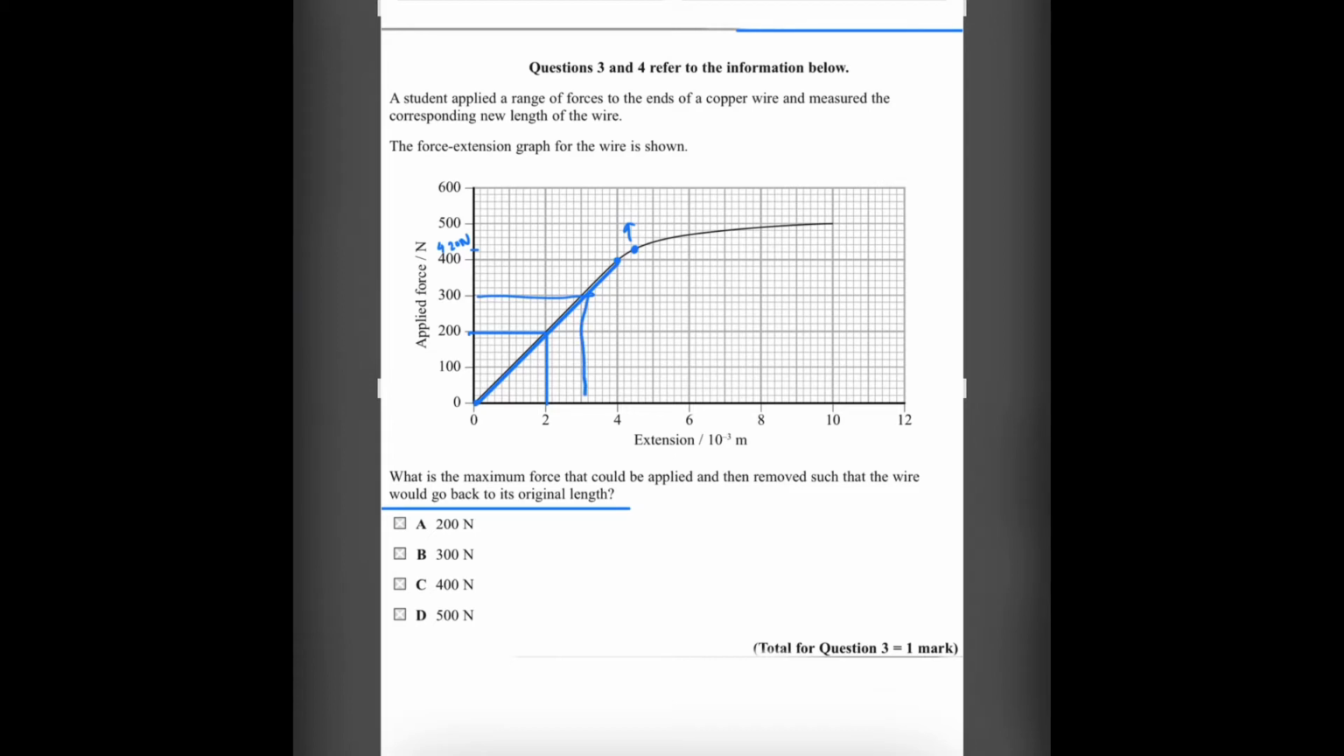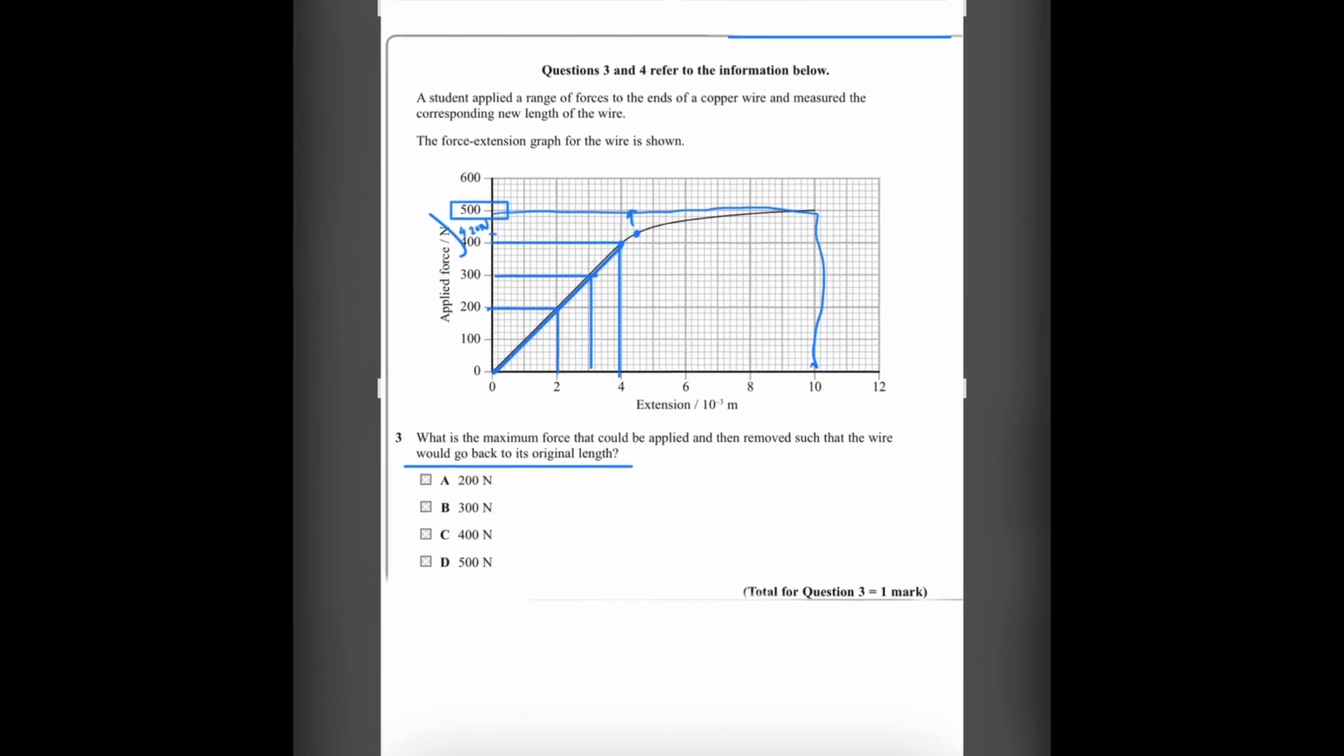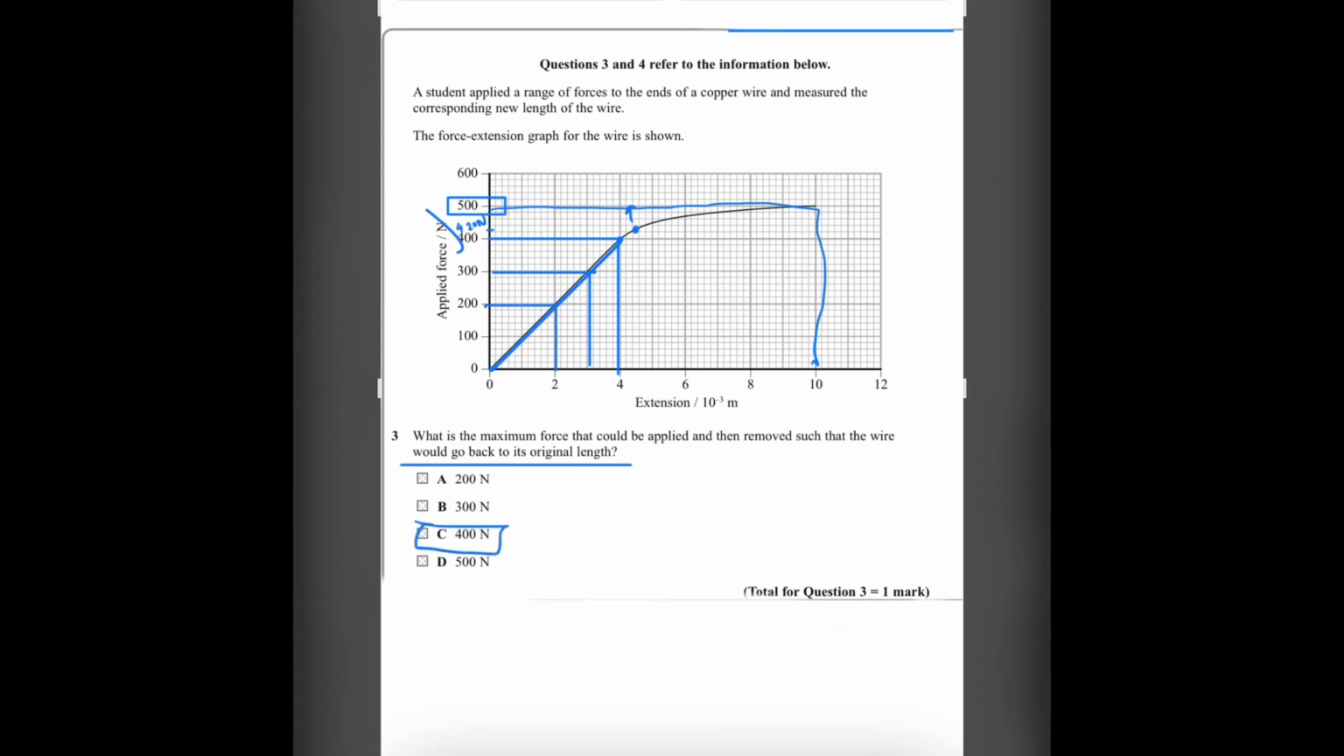Around 420 newtons is the maximum force that we can provide so that it goes back to its original length. If we provide force beyond the elastic limit, it will not return to its original length. 400 newton is the limit of proportionality, and 500 newton is when it fractures, so we cannot use this. The maximum force that we can use from these options is 400 newton. So the answer to question 3 is C.